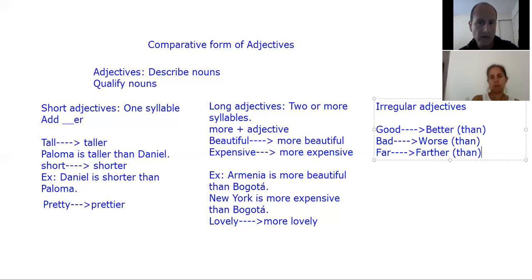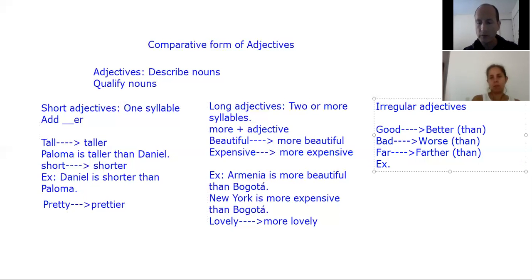These are the three irregular adjectives, and they are the most usual adjectives used in comparative form. Whenever you are going to use the comparative form of good, bad, or far, these are the ways. For good it is better, for bad it is worse, and for far it is farther. Let's see some examples.